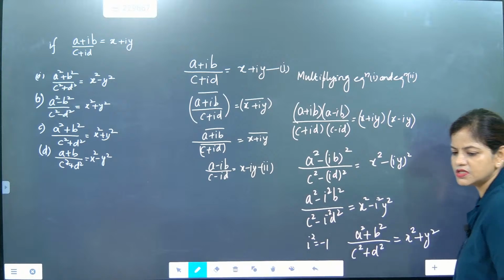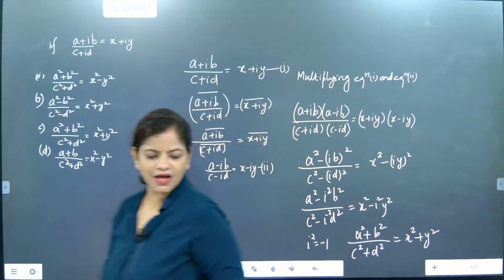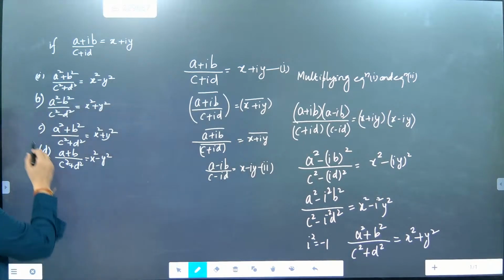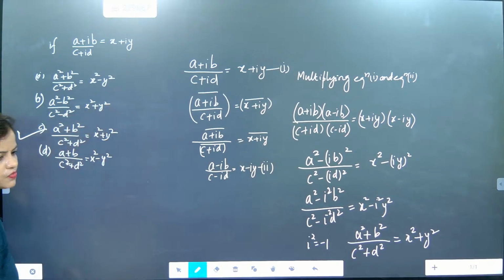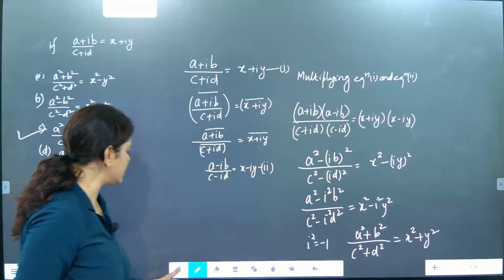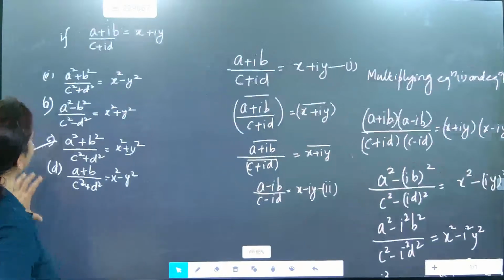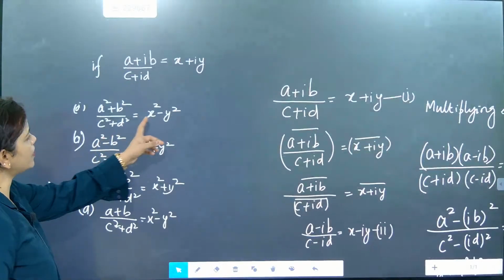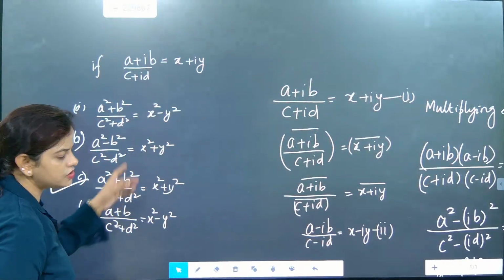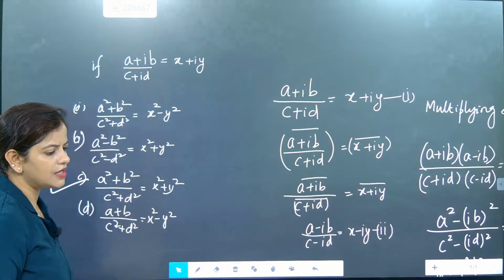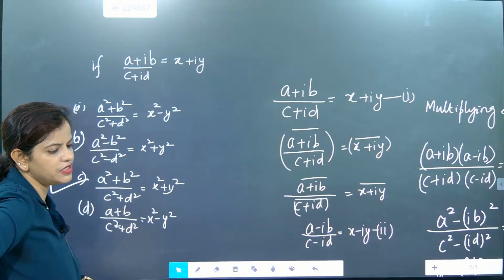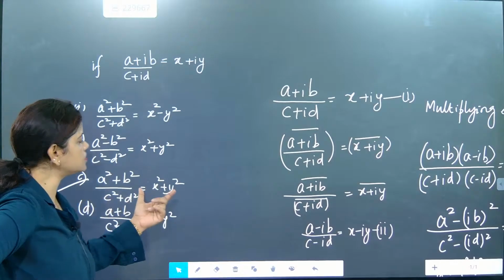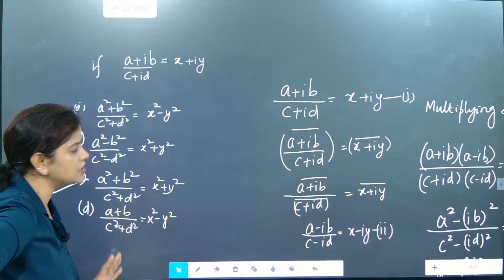Which option is exactly matching with the correct answer? Option number C. Because in A, x square minus y square was there. If you see cleverly, here x square minus y square was there. So this is 100% not the correct answer. The correct answer is C, that is a square plus b square by c square plus d square is equal to x square plus y square.